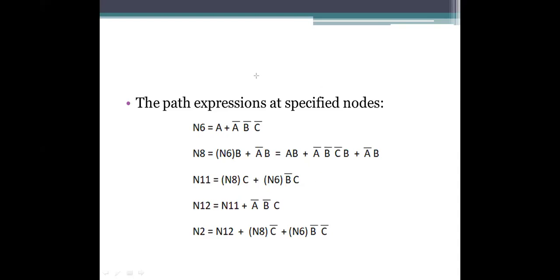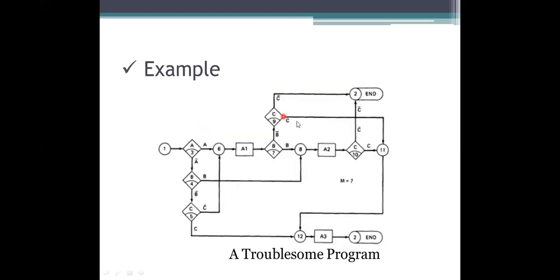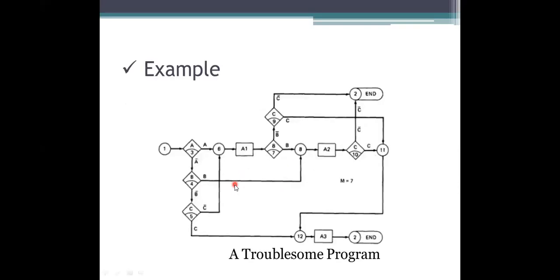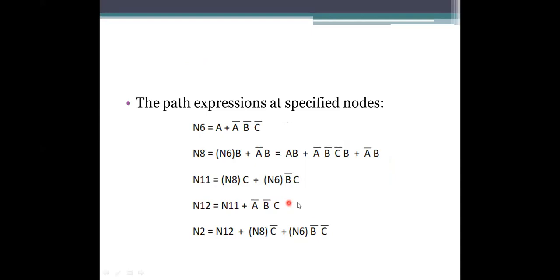See the remaining. To reach node 11, I have to use node 8 and C. The other path here is node 6 along with B bar and C. Node 6 along with B bar and C, node 8 into C. Now coming to the next one, node 12. Node 12 means A bar, B bar, C, simply from the 11th node. The 11th node, A bar, B bar, C.